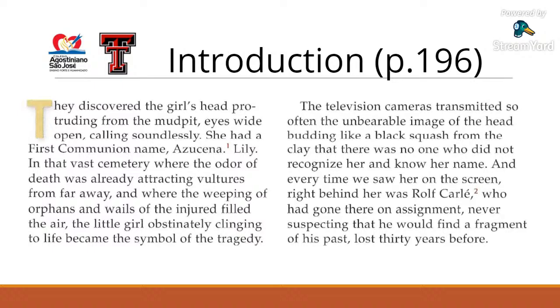And the little girl, obstinately clinging to life, became the symbol of the tragedy. The television cameras transmitted so often the unbearable image of the head budding like a black squash from the clay that there was no one who did not recognize her and know her name. So, again, she's describing her like a vegetable coming from the ground because she's stuck there. And every time we see her on the screen, right behind her was Rolf Carlé, who had gone there on assignment, never suspecting that he would find a fragment of his past, lost 30 years before. Foreshadowing, okay? We're going to get a little bit of foreshadowing here.